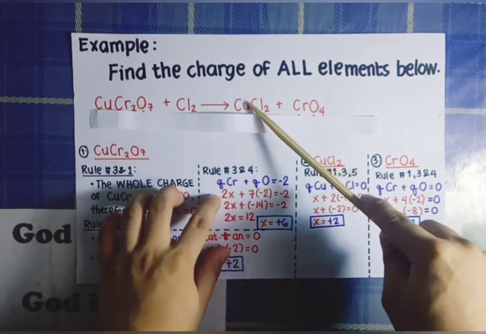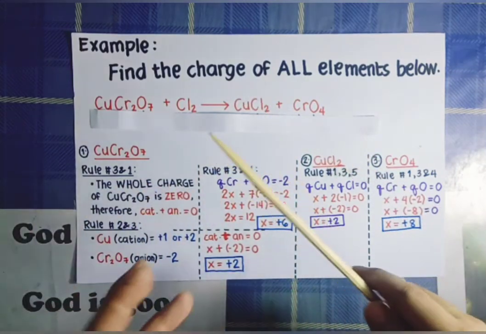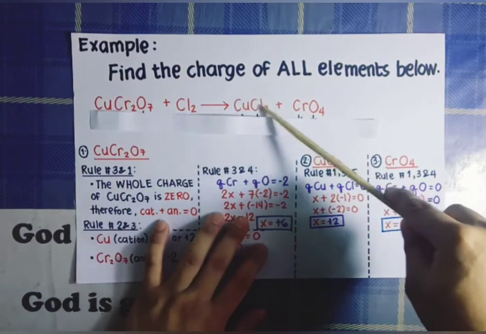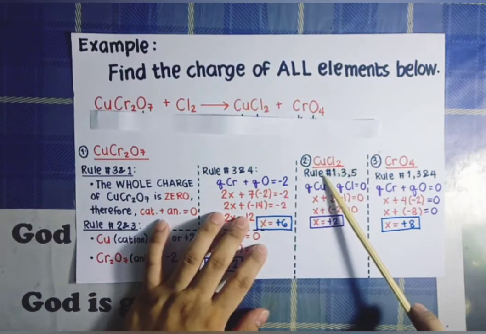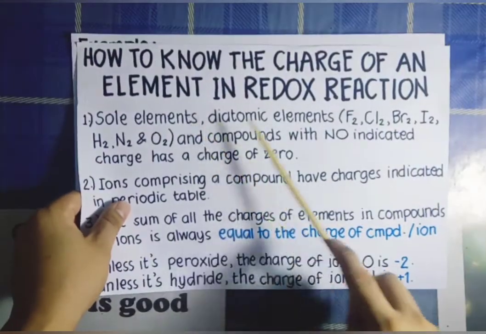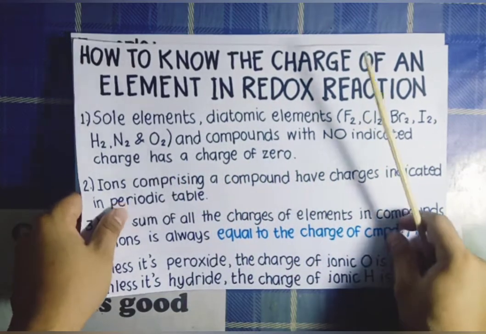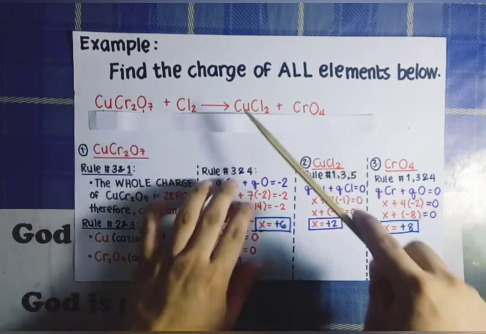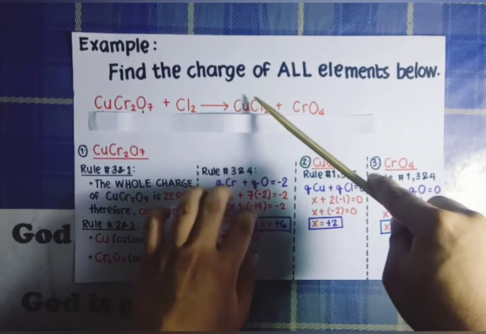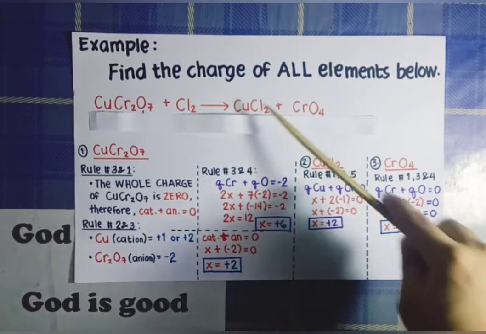Now, how about the copper chloride here? What is the charge of copper and chlorine in copper chloride? For us to be able to know the charges of copper and chlorine here, we can use rule numbers 1, 3, and 5. What is rule number 1 again? Sole elements, the atomic elements, and compounds with no indicated charge have a charge of 0. In this case, copper chloride, CuCl2, has no indicated charge, and therefore we can assume that the charge of the whole CuCl2 is 0.